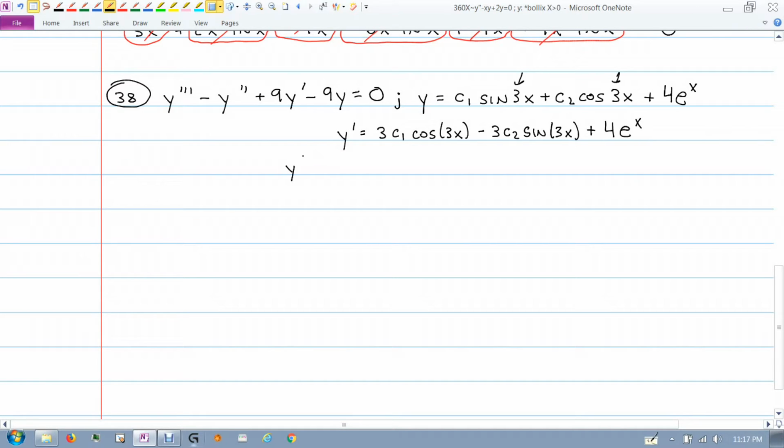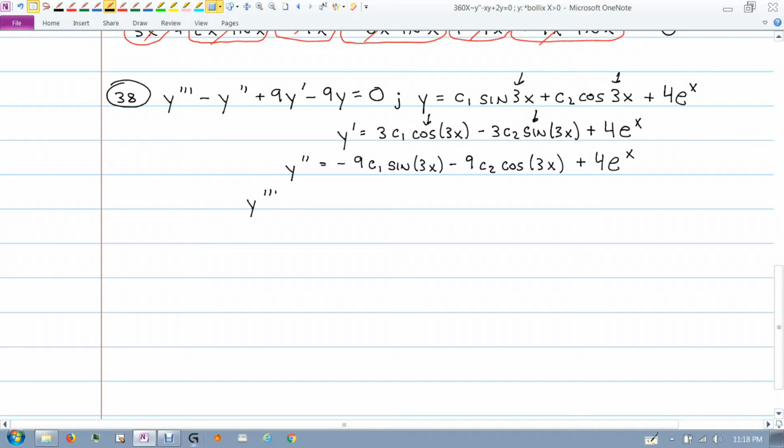Now y double prime equals, so we're going to do a derivative of a cosine there, so we're going to get a negative to pop out. And we have to hit that 3 with the 3 again, so minus 9 c sub 1 sine of 3x. Then when we take derivative of that sine, we do not get a sign change, so we do get a 3 to pop out, so minus 9 again, c sub 2 cosine of 3x. And then we take derivative of 4e to the x, we get itself.